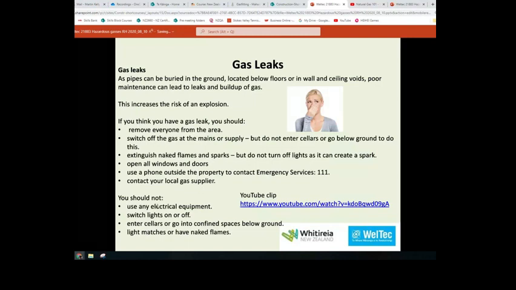You should not use any electrical equipment, drills and things like that. They can create sparks, potentially. The brushes create sparks. Don't switch lights off and on. Don't go into any areas where it's a confined space, a restricted space with lack of airflow. Certainly don't light any matches or naked flames. Skip that.